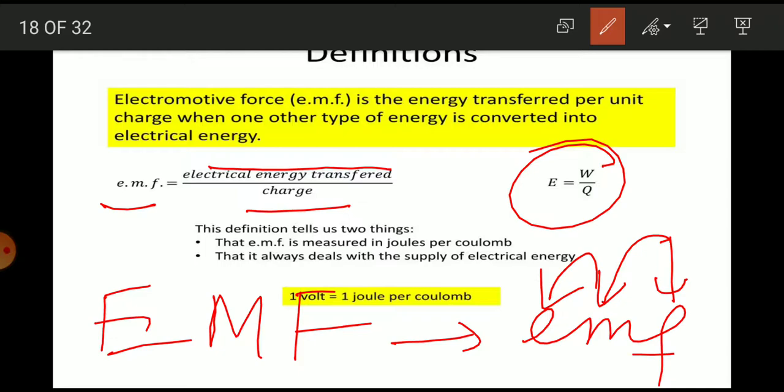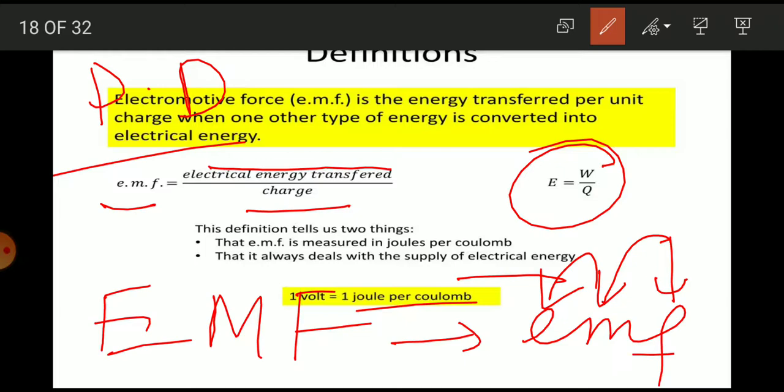The definition tells us two things: that EMF is measured in joules per coulomb, and that it always deals with the supply of electrical energy. Simply, you can say that potential difference is the energy dissipated in electrical appliances. For example, tube lights convert electrical energy into light energy. The amount it has consumed, converted from one form into another, is the potential difference, and the energy given to the tube light is the EMF.